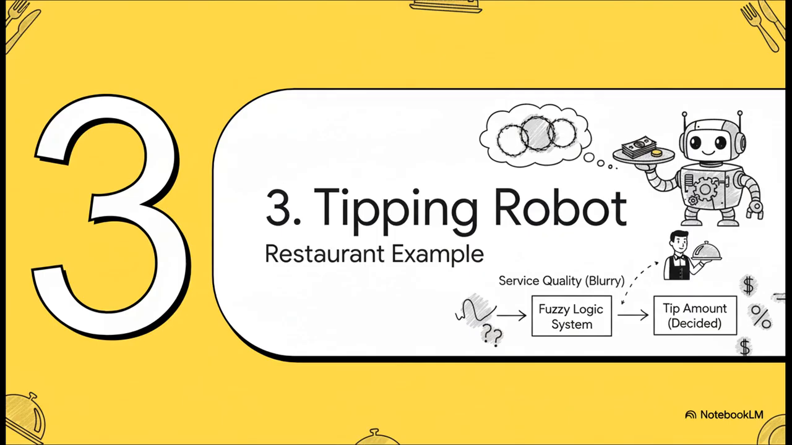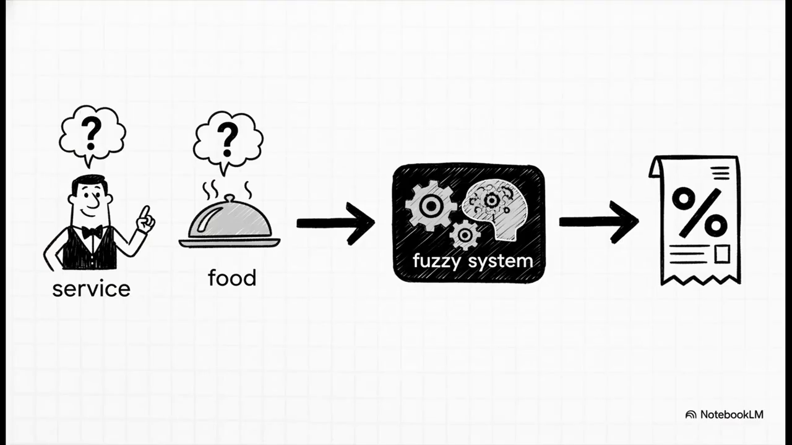We're going to walk through a practical example, building a little robot that automatically figures out how much to tip at a restaurant. So here's our mission. We're going to build a fuzzy system that takes two super subjective, very human inputs, the quality of the service and how good the food was, and get it to spit out a precise, exact tip percentage.